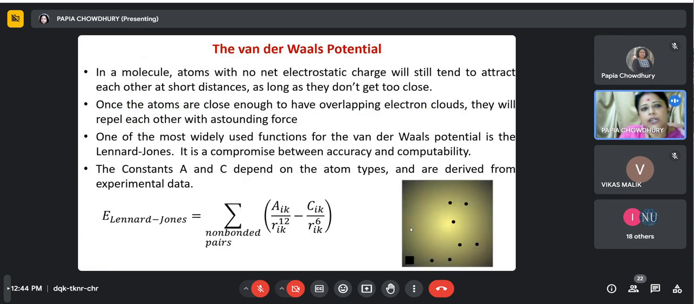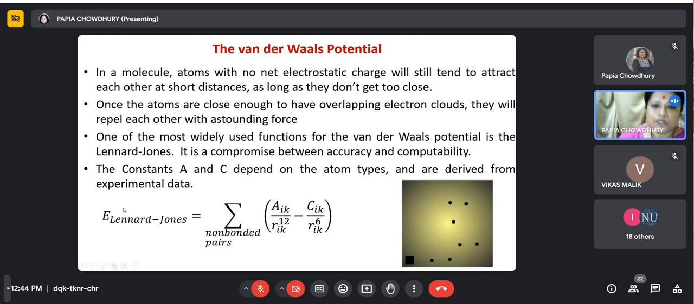Mainly for the van der Waals interaction, when we start working with molecular dynamics, we consider that as a whole the molecule has no electrical charge, but still two molecules will come closer together, they will tend to attract to form a closer system. When they come closer together, the situation arises that overlapping of the electron clouds takes place, and after that there will be repulsion.